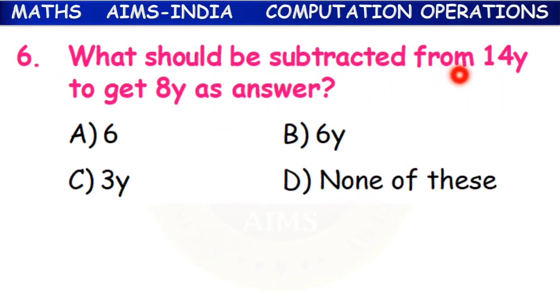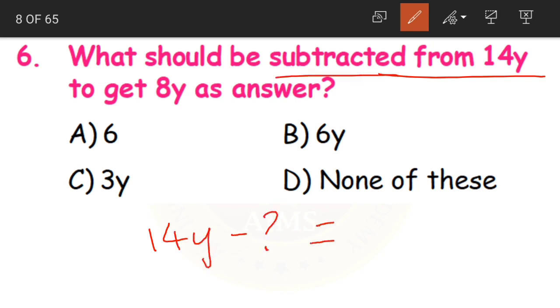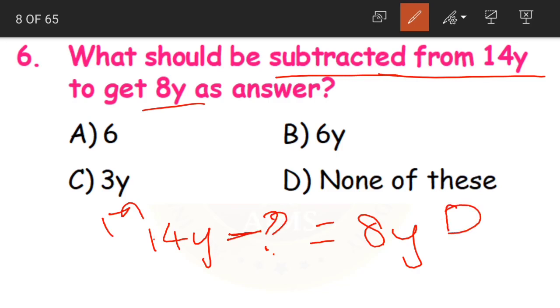Coming to question number 6. What should be subtracted from 14y to get 8y as answer? Understand the question carefully, children. From 14y, we need to subtract something so that the answer becomes 8y. Now what do we have here? This is the minuend and this is the difference. See, understanding right, children? The bigger number is given here, minuend is given and the difference is given.